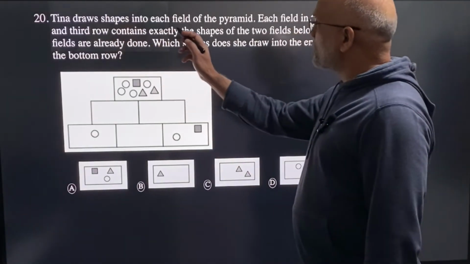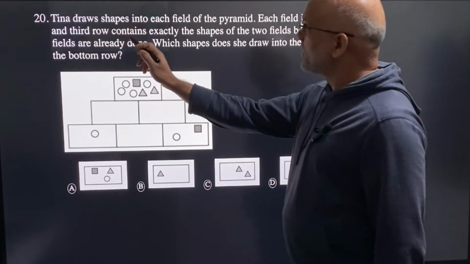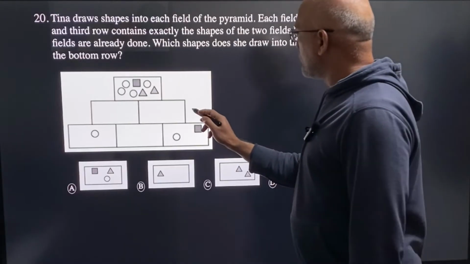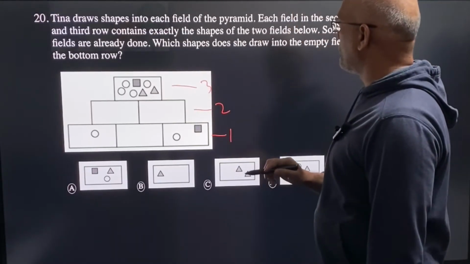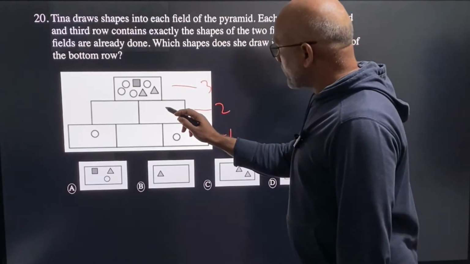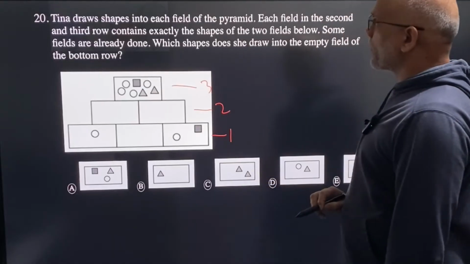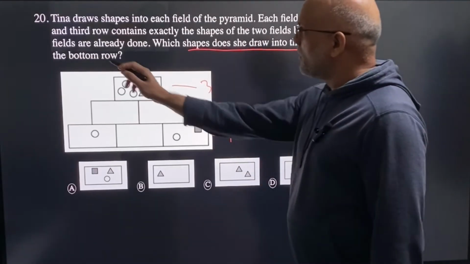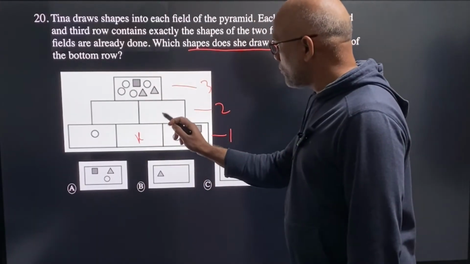Tina draws shapes into each field of the pyramid here. Each field in the second and third row contains exactly the shapes of the 2 fields below. So this is the second, this is the third, of course this is the first row. So each one contains the 2 below. So this will be sum of this and this. Okay. Which shapes does she draw into the empty field of the bottom row? So what is this? So let me call it X. So this will be this plus this.